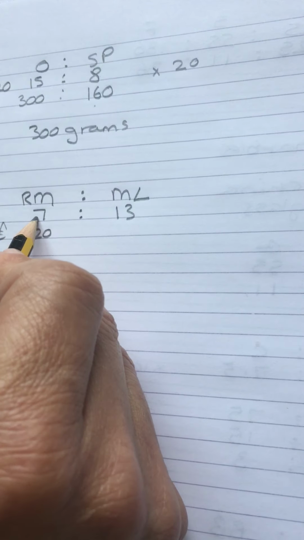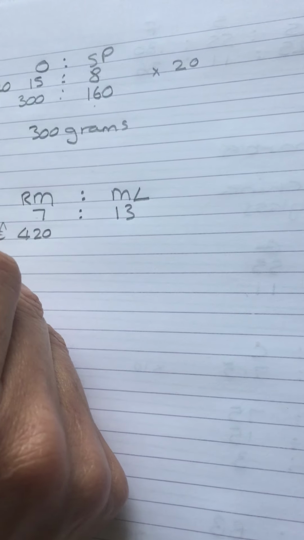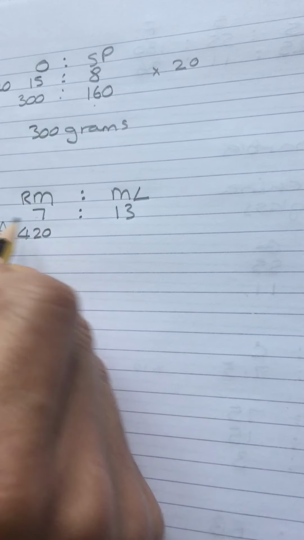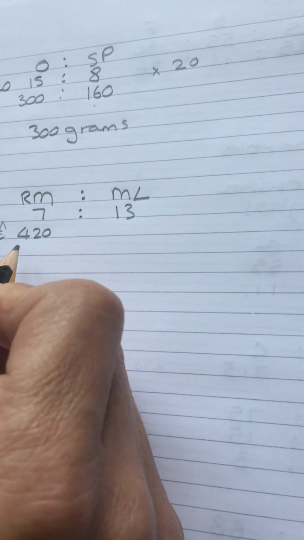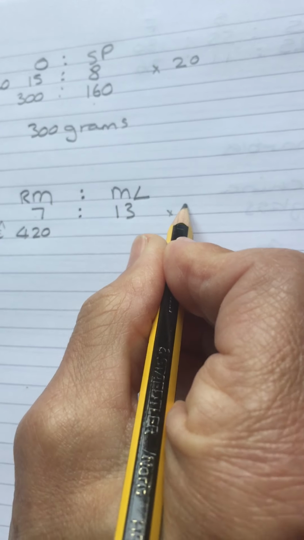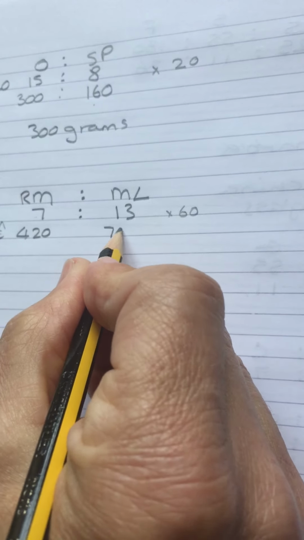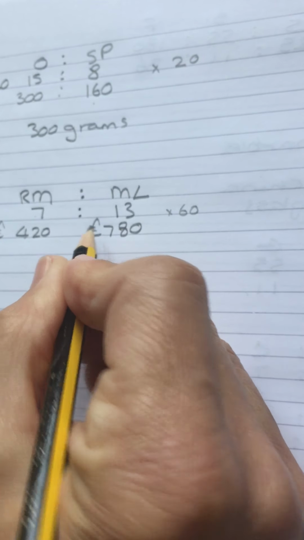So again, what have I done to this to get to this? Well, I've actually times it by 60, because 6 7s are 42, so 60 7s will be 420. So I need to multiply this by 60 as well. So if I do 13 times 60, that'll tell me how much money she has left at the end of each month, and that's £780.